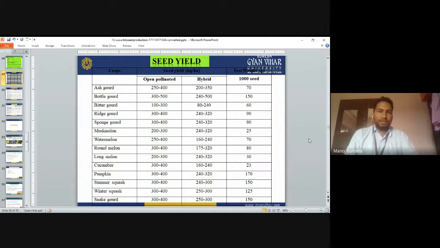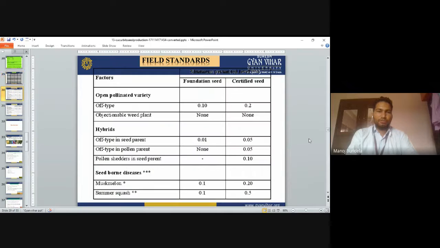So these are the seed yield and test weight of 1,000 seeds for the different cucurbitaceous vegetables. Next is field standard. When we prepare for packing of the seeds, we have to maintain the minimum seed standard. Seed standards are different for foundation seeds and for certified seeds, and different for open pollinated varieties, for hybrids, and for seed-borne disease.